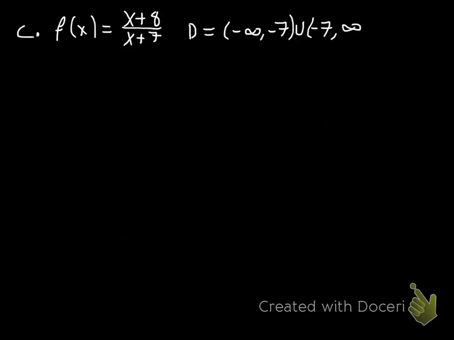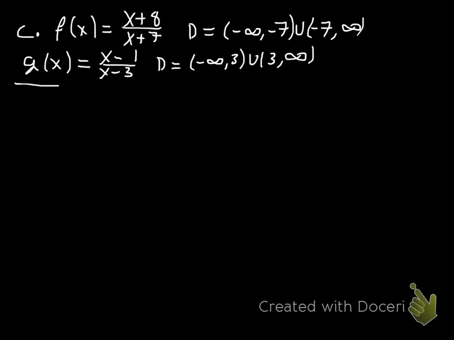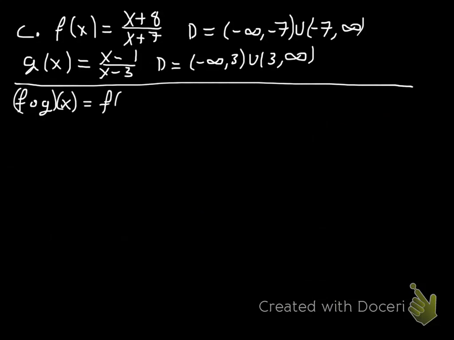So I mention the domain of this one and another g of x. And we're going to go ahead and find f of g and g of f. Okay, so if we find f of g of x, g of x is x minus 1 over x minus 3. So we're going to replace those x's with x minus 1 over x minus 3.